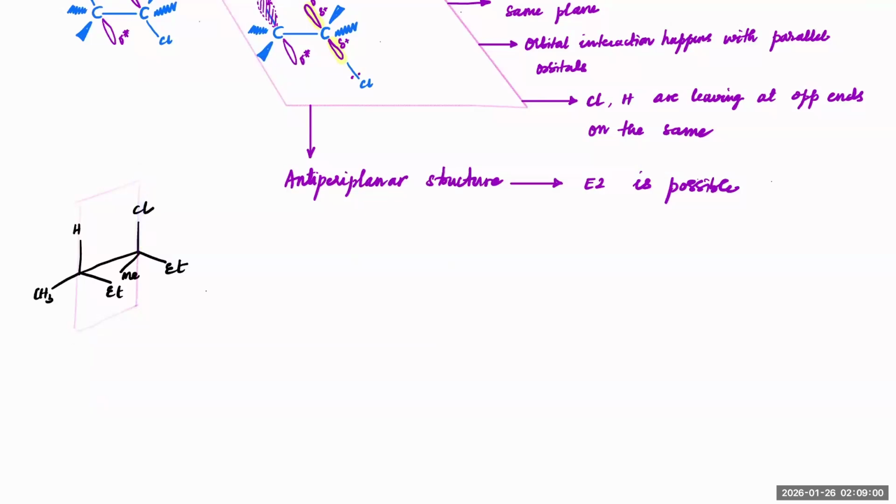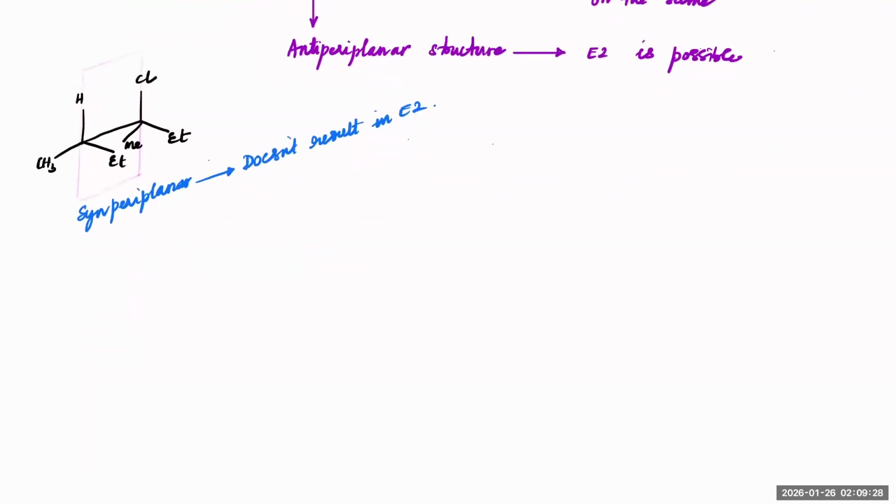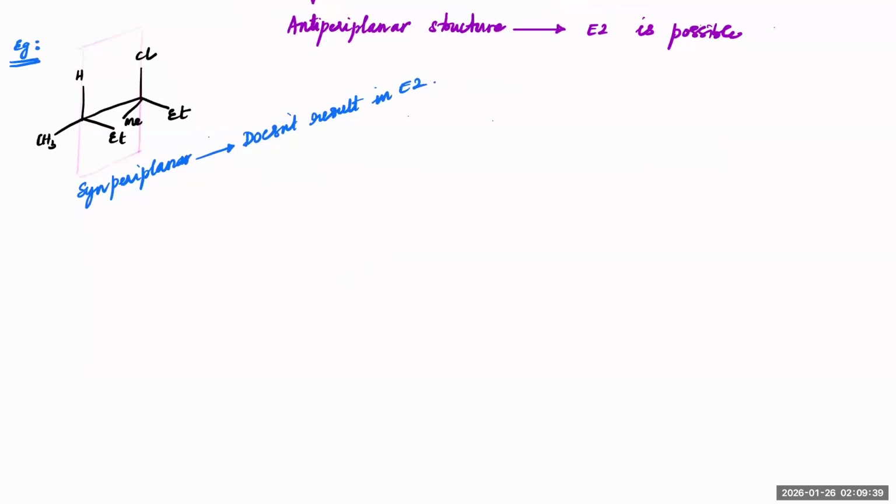Understood? Now this particular plane where chlorine and hydrogen are still on the same side is called syn periplanar. Syn periplanar does not result in E2. Got it? So as an example, if I put the sawhorse conformation in this particular direction, will the reaction happen? The answer is no. In such a case, elimination will not happen.